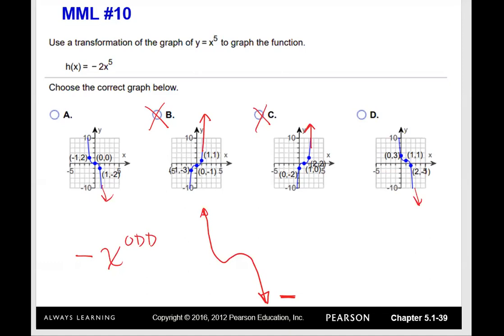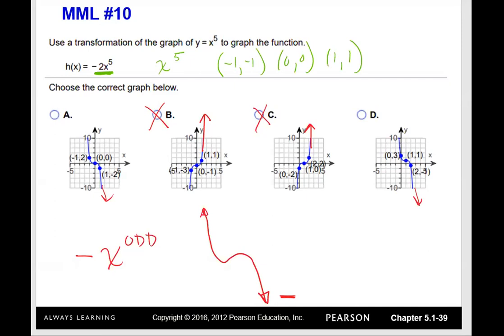And then I have to choose between A and D, but if you look at D, D got shifted. Looks like it got shifted from the origin to the right and also up. This basic graph right here is the basic graph of x to the fifth, which should go through the points -1, -1, 0, 0, and 1, 1. Of course, they put the negative in front of it, so that flipped it around.